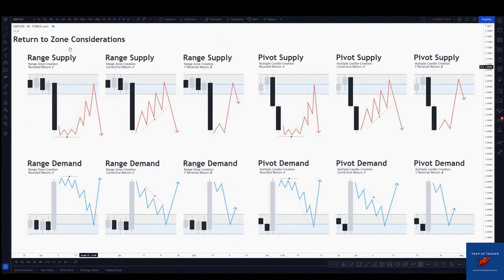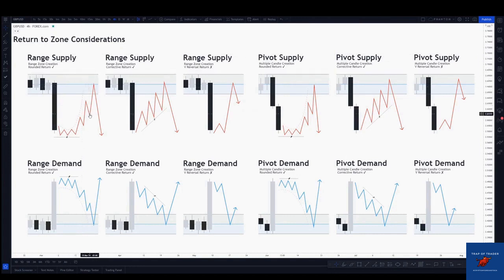Again, we're looking at it from the lens of range created supply and demand and pivot created supply and demand. But as we spoke about in the previous section, even if it is range created supply or demand, we can also map out our supply and demand zone using the pivot theory, or refining to a bullish candle before that down move or a bearish candle before that up move. However you map the supply zone in question is up to you at this point, but now we're focusing on how price returns.